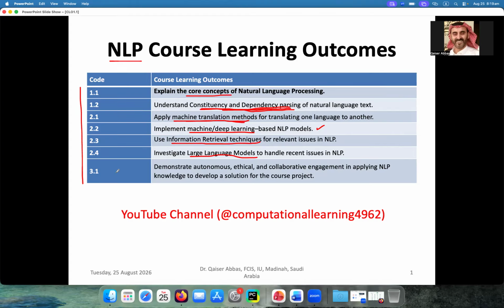And then finally, this last CLO is about your project. It does not contain any content. I will give you some project at the end of this course, or maybe in the middle of the course, and then I will assess those projects under this CLO.